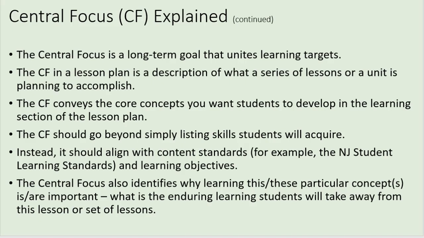The central focus really goes beyond simply listing skills that the students should acquire, though. It has to align with the content standards, which in our case is the New Jersey Student Standards, and the learning objectives. So it's not just students will learn to read words A, B, C, and D, or students will learn cause 1 and 2 of the Revolutionary War. It really has to align with the standards and our learning objectives. And it has to identify why learning this information is important. What is the enduring learning students will take away from this particular lesson, or this set of lessons?